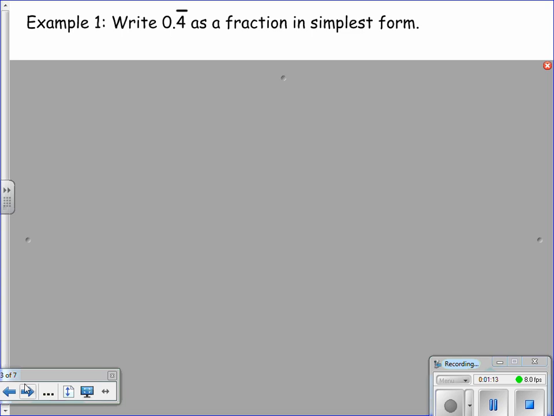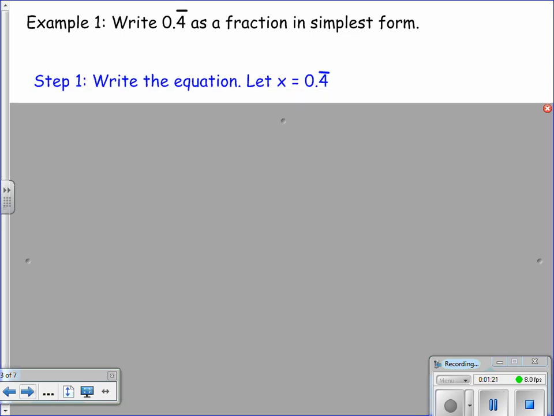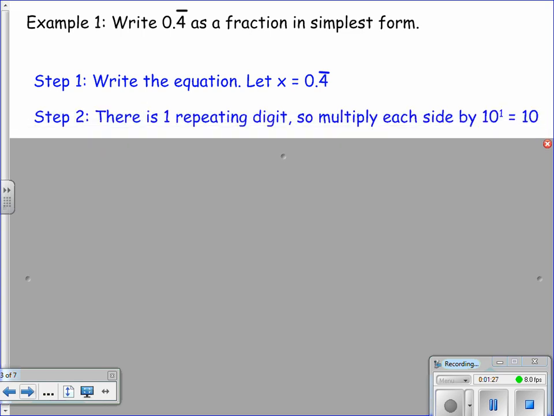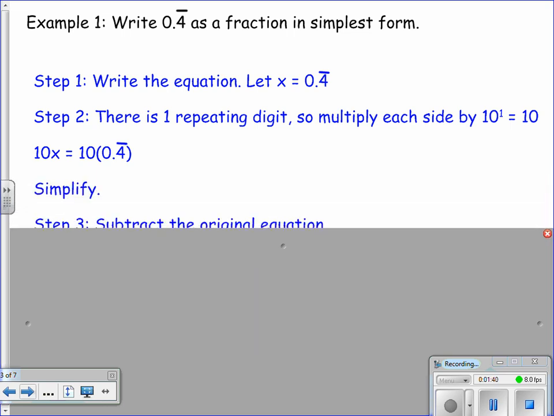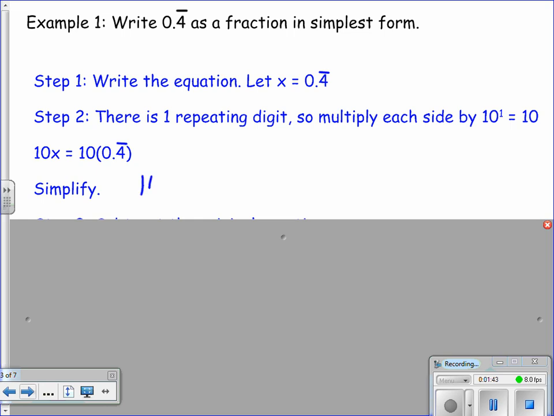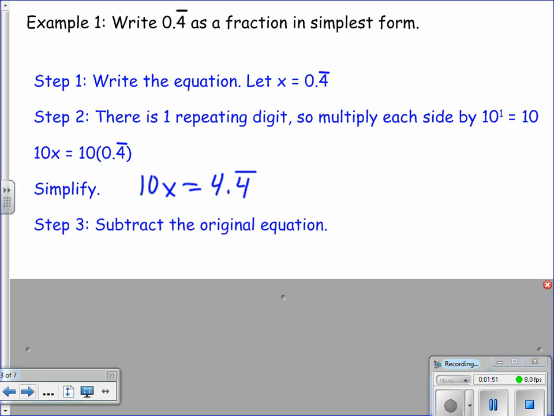So for example 1, we're going to try to write 0.4 repeating as a fraction in simplest form. Our first step is to write the equation. So x equals 0.4 repeating. Now, because there's one repeating digit, we're going to multiply each side by 10 to the 1, or 10. So 10x equals 10 times 0.4 repeating. Now we need to simplify that. So that's just 10x equals 4.4 repeating. That's what 10 times 0.4 repeating is.